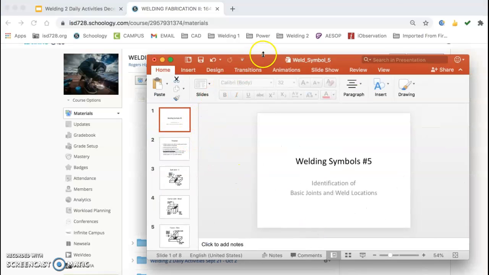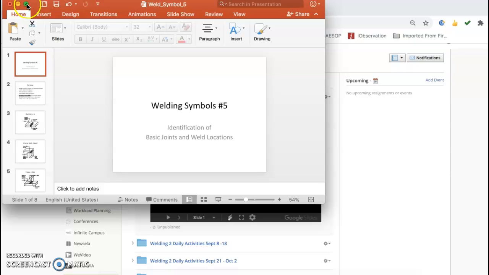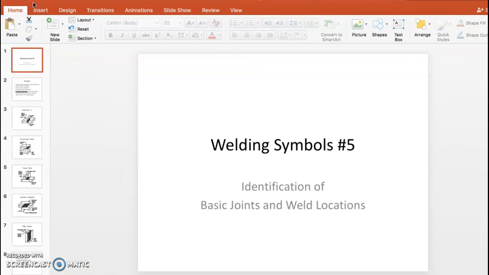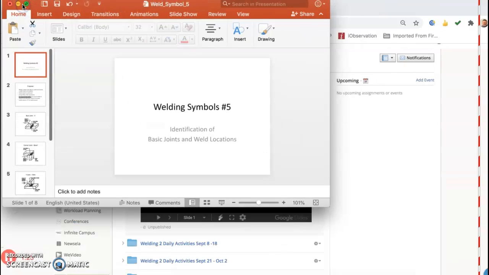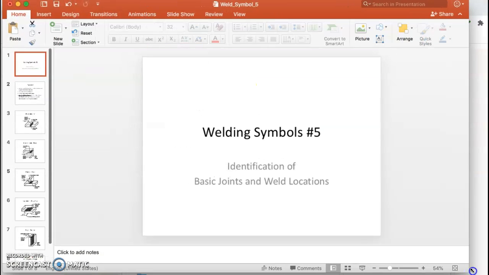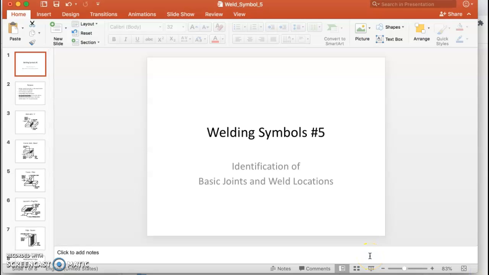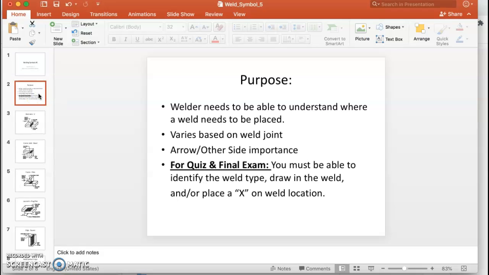So with the PowerPoint here today, we're going to look at doing the welding symbols. We're going to identify your basic weld joints and where they go. For your quiz, as well as for your final exam, you'll be selecting a couple different things with each weld. Where that weld goes, you could be identifying the type of weld. You could be locating an X on the weld, matching something of that nature. So we need to know what we're doing and where we're going to complete that weld, okay?